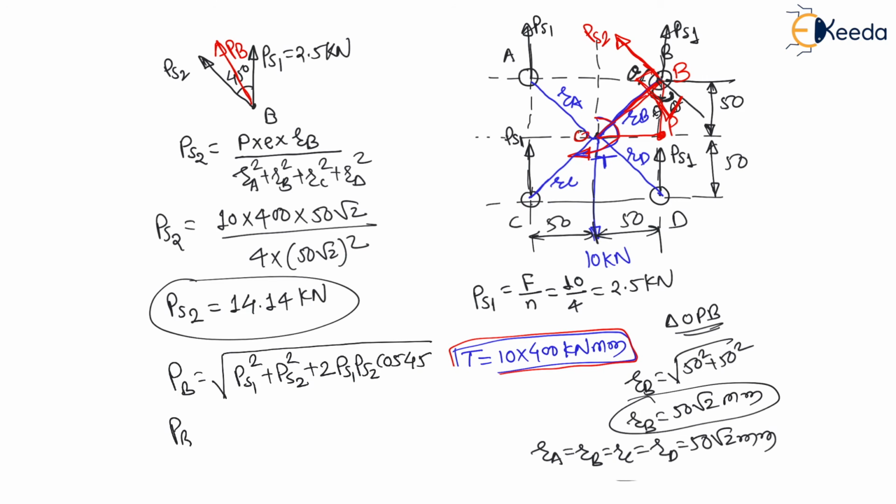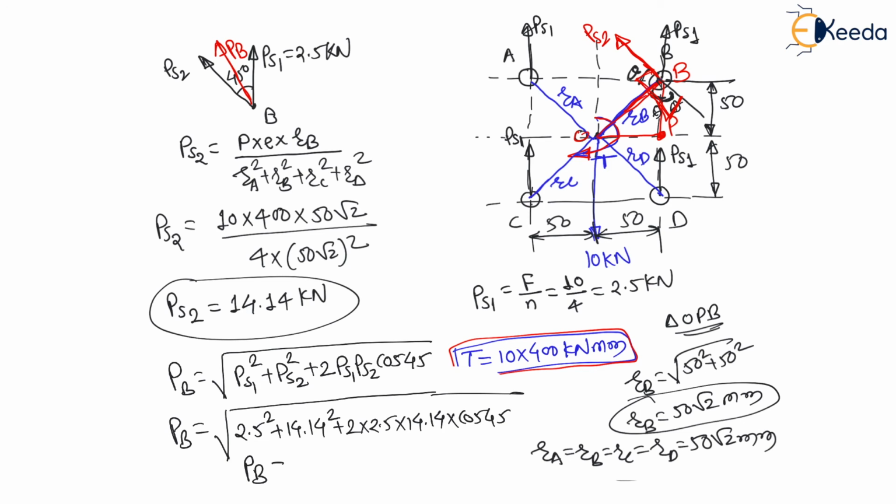Therefore, put here values. The resultant load on bolt B will be equal to, primary shear load is 2.5 square plus secondary is 14.14 square plus 2 into 2.5 into 14.14 into cos 45. Now, if I simplify this, then I will get the resultant load on bolt B equal to 16 kilonewton. So, my dear students, in this exam, they were asking what will be the resultant load on bolt B in kilonewton. Then you have to type in the fill in the blanks only 16 for getting full marks.